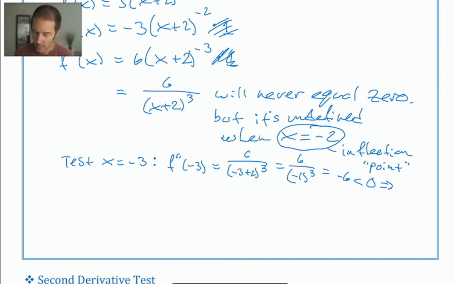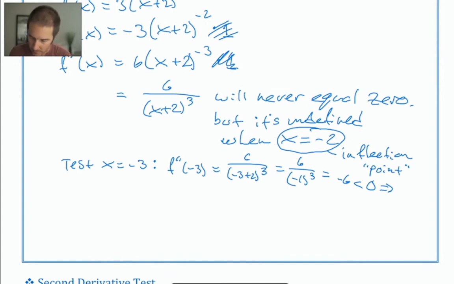Okay, so I can't. Since negative 6 is less than 0, concave down. Concave down where? Or concave down when, you might say. This graph is concave down for all x values less than or left of x equals negative 2. So it's concave down on negative infinity up to negative 2.